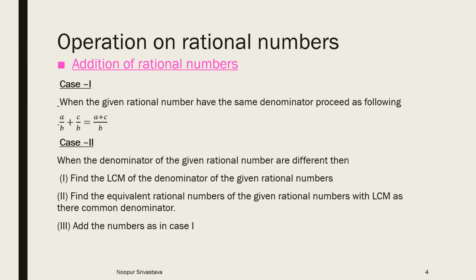Case 2: when the denominators of the given rational numbers are different, then what do we have to do? First of all, find the LCM of the denominators of the given rational numbers. Then in step 2, find the equivalent rational numbers of the given rational numbers with LCM as their common denominator. Then we can add the rational numbers as in case 1. So we will understand case 2 by taking one example.